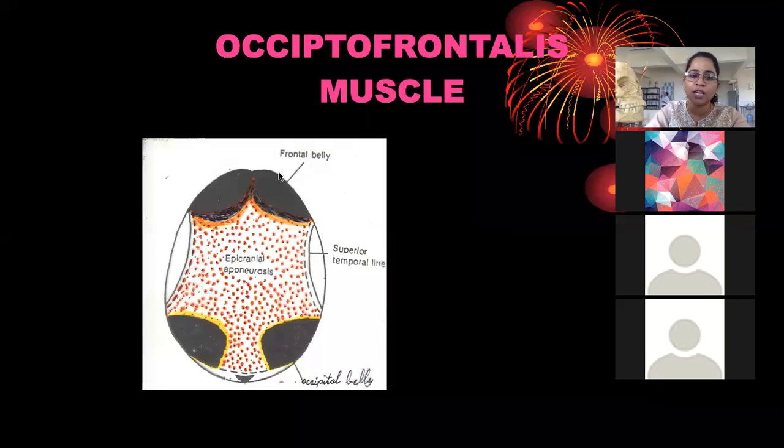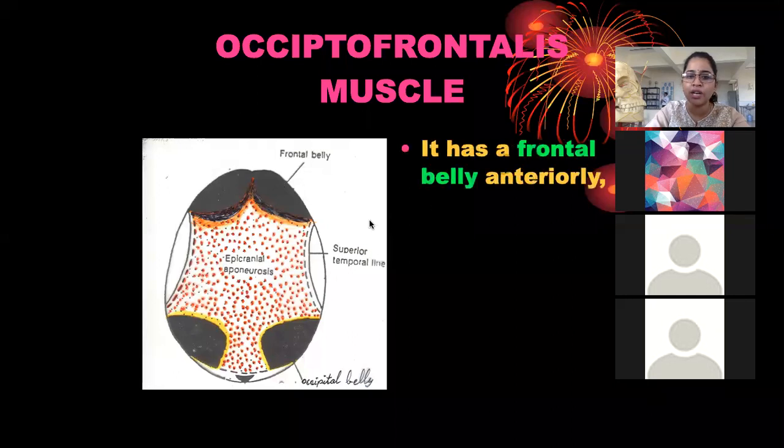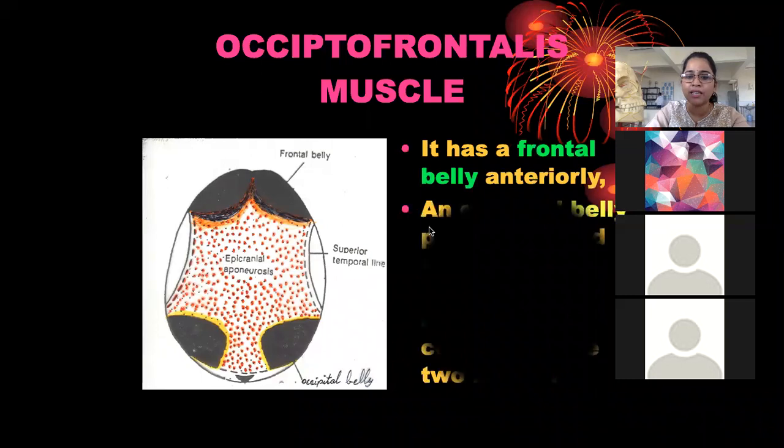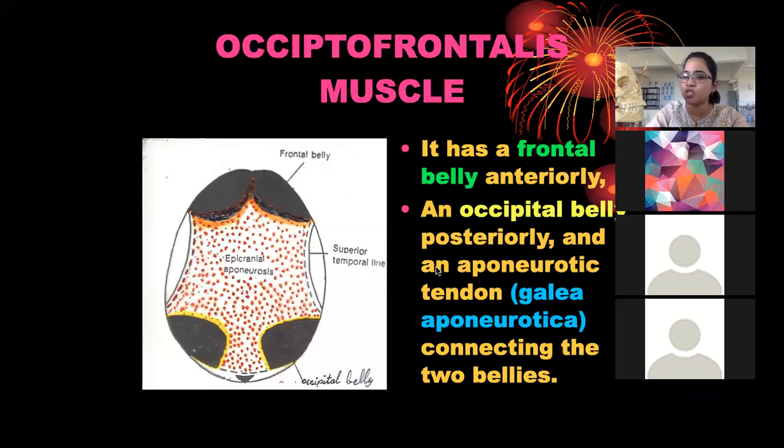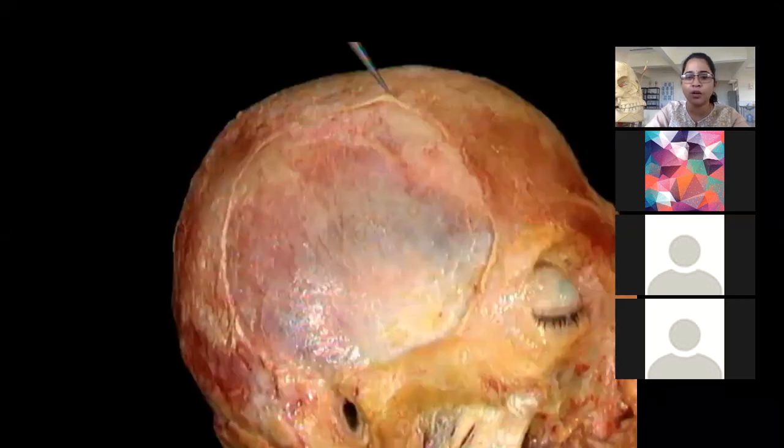Now see here, what are the attachments of the frontal belly, how is it attached? Okay, it has a frontal belly anteriorly and an occipital belly posteriorly, and galea aponeurotica, the epicranial aponeurosis, connecting the two bellies. Now how is it attached? Let us see the attachments. This is how you can see the muscle. So how is it attached anteriorly?